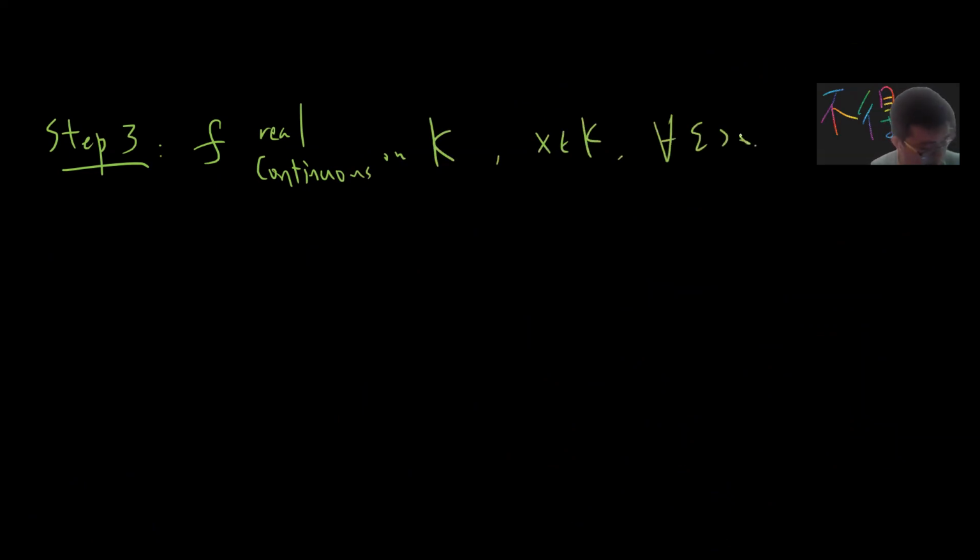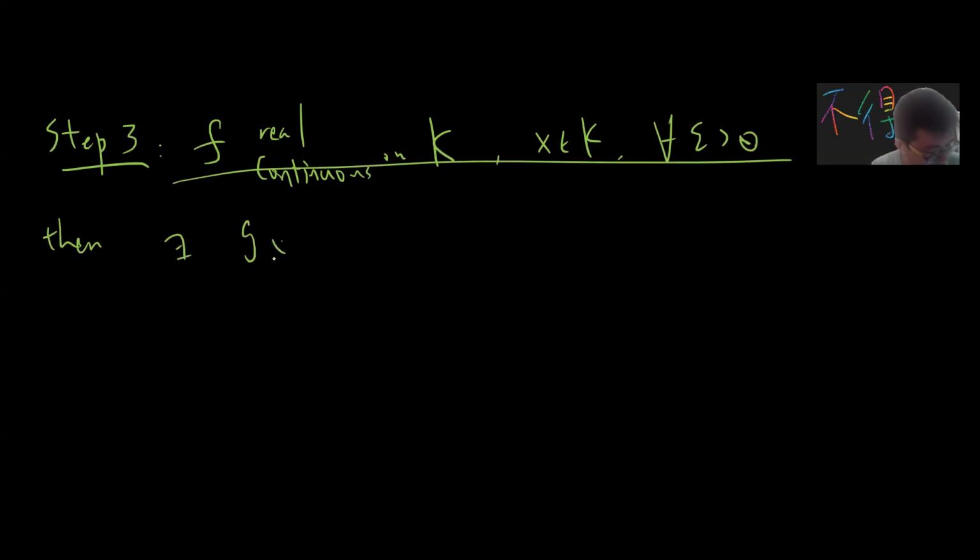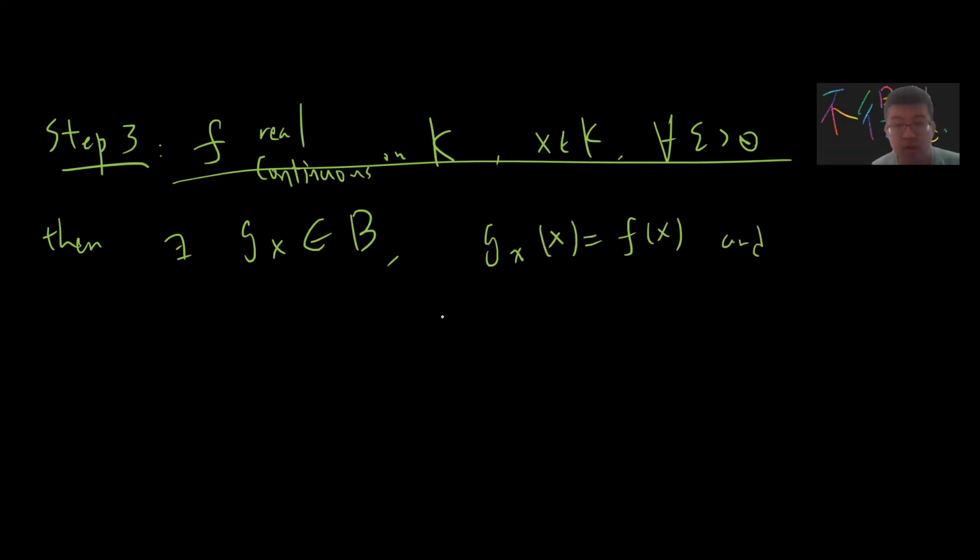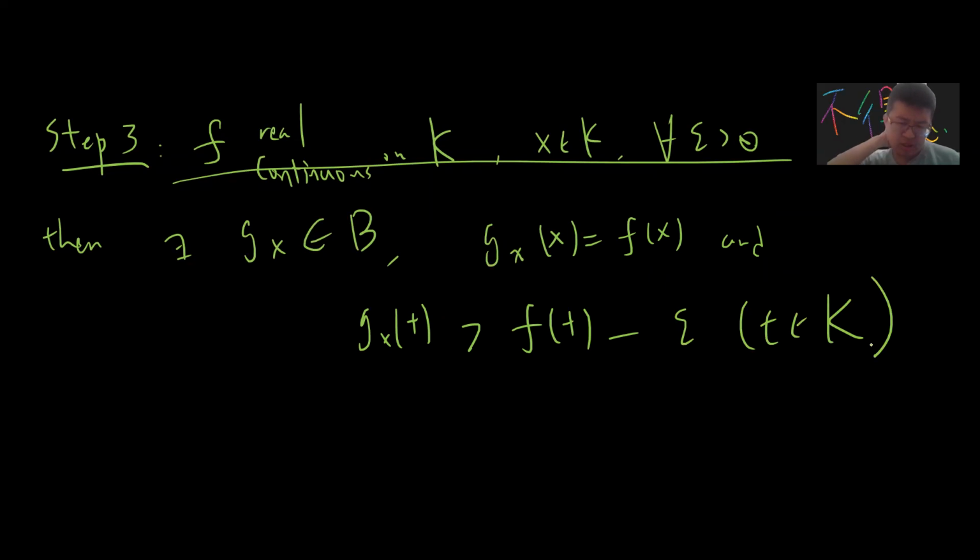Given any real function f that is real and continuous on K, and x belongs to K, and epsilon greater than 0, this is the condition. Then there is a g_x belonging to B such that g_x(x) is f(x), and g_x(t) is greater than f(t) minus epsilon for t belonging to K. This is probably the weird step.